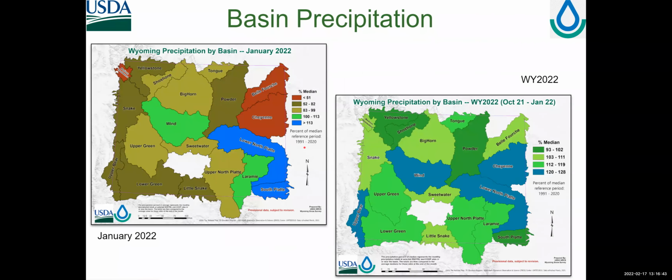Next one there, Tony. Looking at the basin precipitation for January, again, really dry out west, in the south and to the north, with a few above median in the Wind and in the southeast. And then you look at the Wyoming basin precipitation for the water year, not doing too bad. All sites are either average or well above median. So that's a silver lining. We're keeping up with the water year precipitation, but we did have a really dry January.